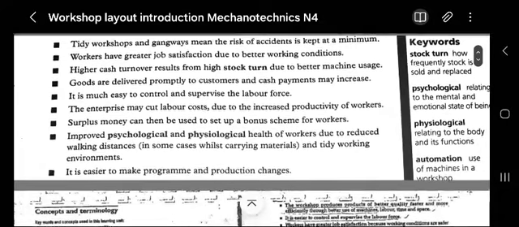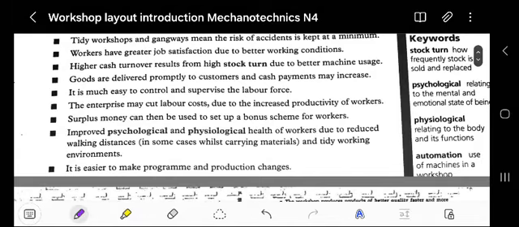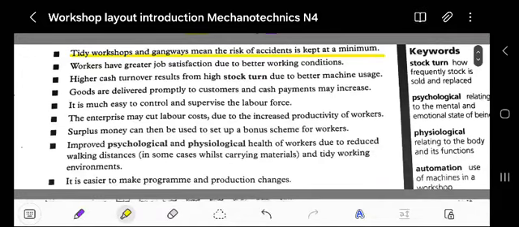And it contains, we'll have a tight workshop. Gangways mean the risk of accidents is kept to a minimum. So simply we can say a tight workshop will result in a reduction in accident risk. You can write that also as a point, but I'm just explaining, I'm breaking this down.